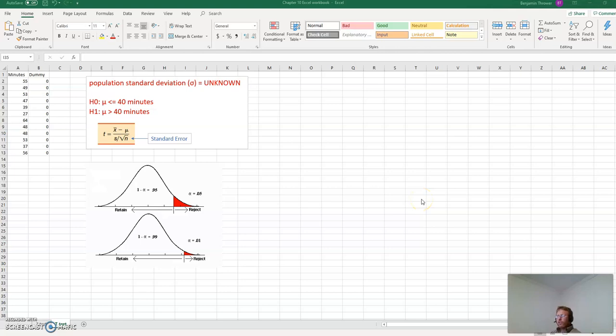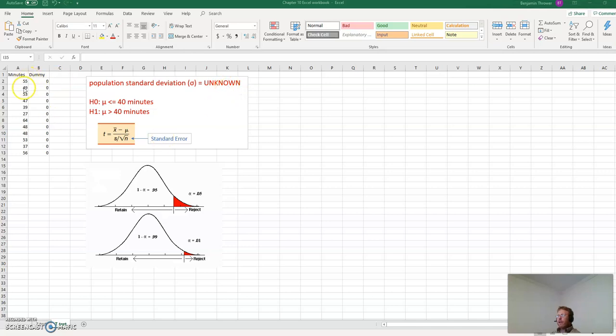Okay, guys, so now let's look at how we would do a t-test in Excel. Okay, so first off, when would we use a t-test? Well, it's when we don't know the population standard deviation. Sigma is unknown. Everybody see that? Okay. Last time, remember, it was 10 minutes. This time we don't know what it is.